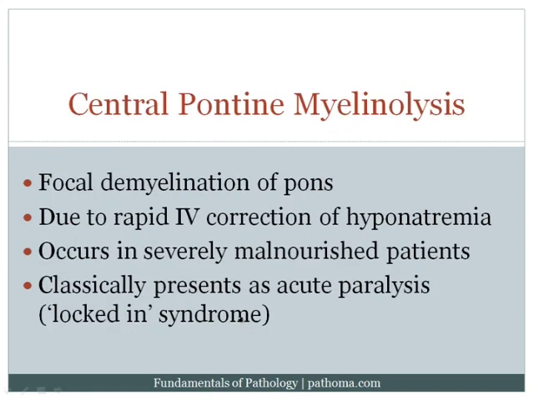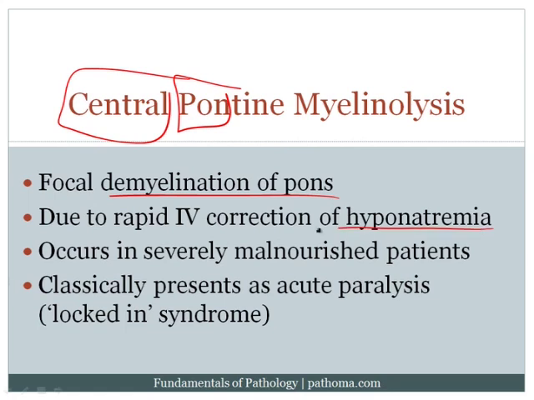And the final disorder is central pontine myelinolysis. This is when you get focal demyelination of the pons, hence the word pontine, and it occurs in the center of the pons. And it's due to rapid IV correction of hyponatremia, particularly in an alcoholic or a patient with liver disease or someone who's severely malnourished. And that's what I've stated here. You get myelinolysis, which means that you start destroying the white matter within the pons.